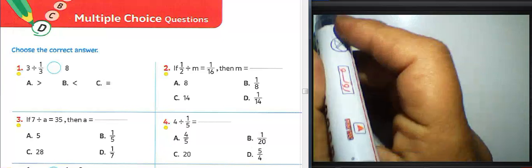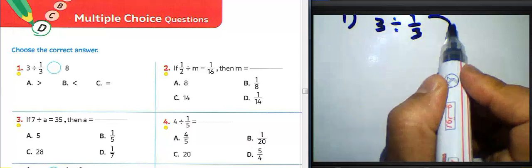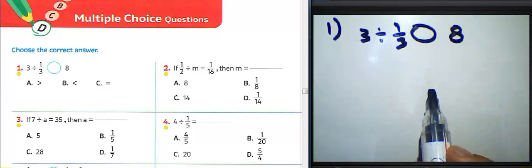Today we will complete a lot of questions about Unit 9 from the Al-Moasser book. Unit 9, okay? Multiple choice questions, letter A. Number 1 here: 3 divided by 1/3 or 8, which is greater?